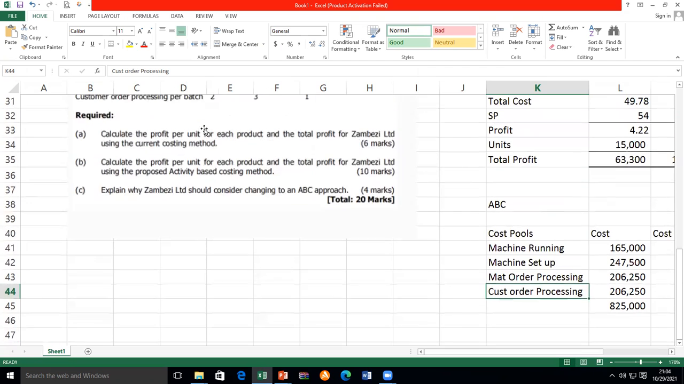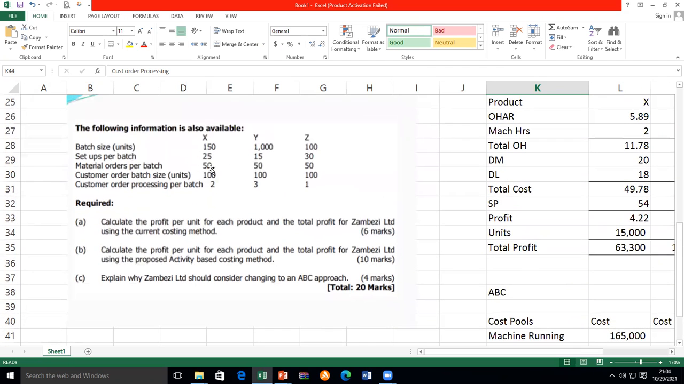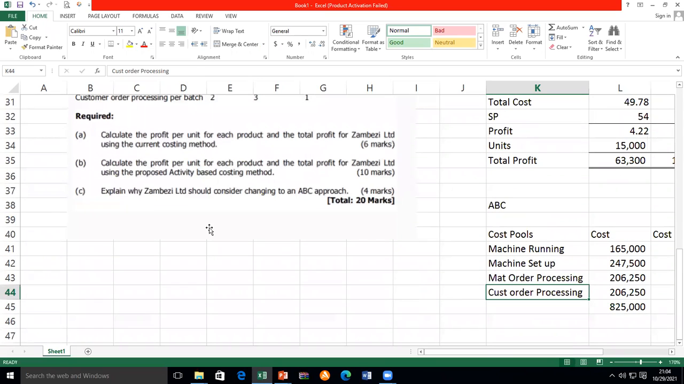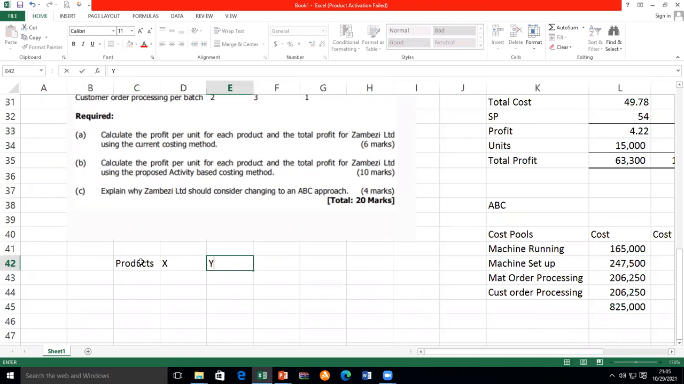So now we're going to find out the number of setups per batch. How do you do that? This is the size of the batch, 150, 1,000. So you need to find out how many batches these are. How do you do that? Let's come here. Let's put our products here. Our products are X, Y, and Z.